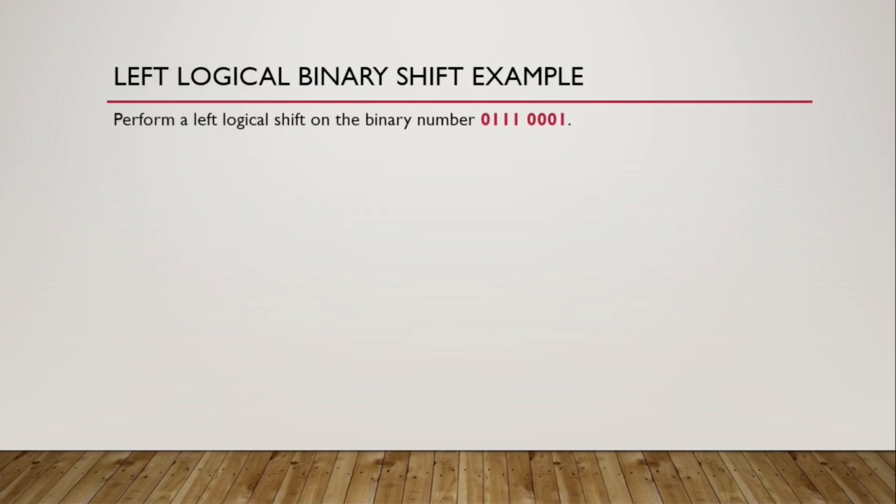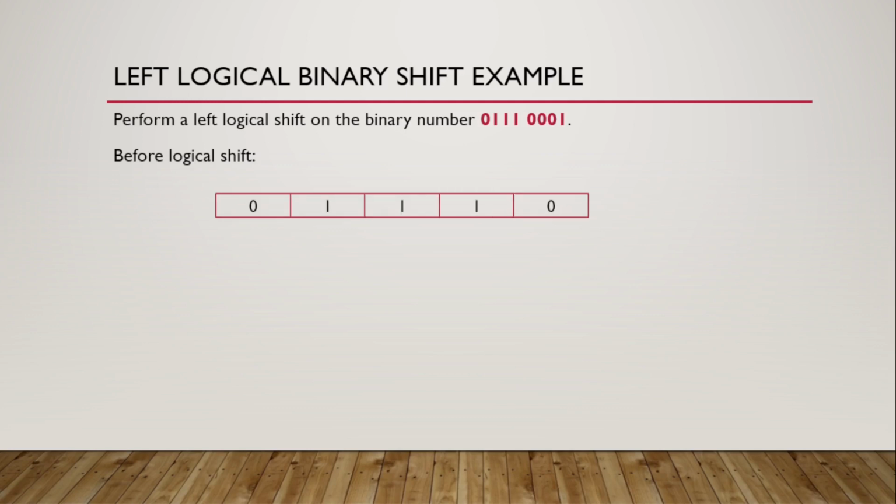Let's take an example. We are to perform a logical binary shift, a logical left binary shift to be specific, on the binary number 01110001. So we are actually targeting that we are going to remove this particular 0 at the end of the exercise. And before we perform this process, we have everything intact.